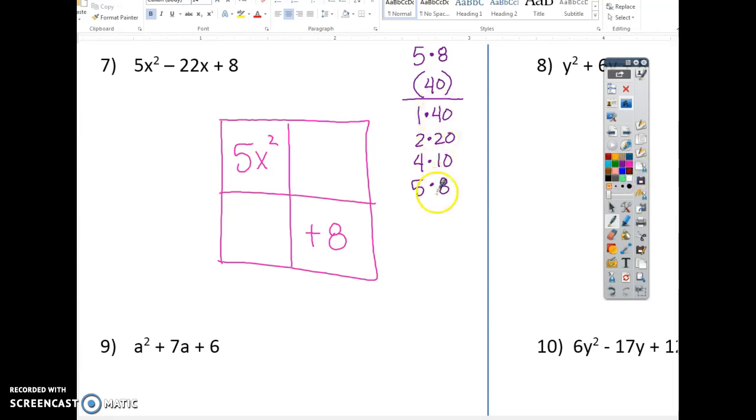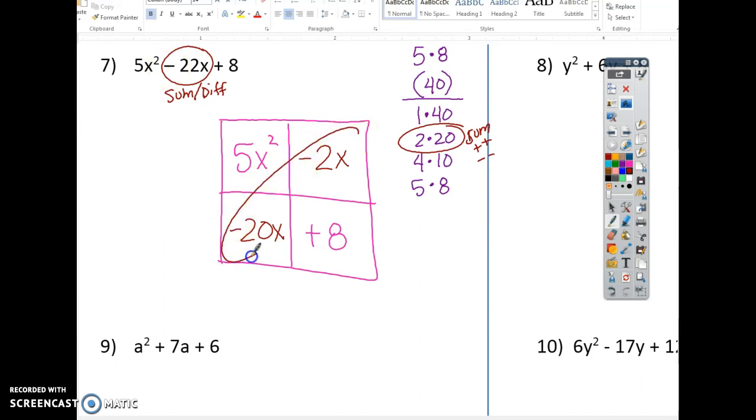Which one of these gives you a sum or a difference of 22? These two, if you add them, right, it's a sum. That means both of them have to be positive or both of them have to be negative. So I'm going to put 2x and 20x. And this is a negative 22, so both of them have to be negative. When you add these two, negative 20 plus a negative 2, it gives you a negative 22. So you're good.